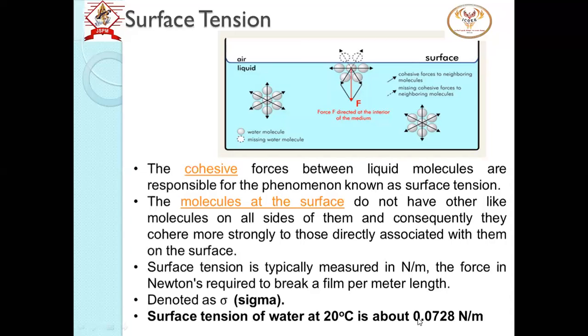Now for water, as it is a standard fluid, at 20 degrees Celsius the surface tension is 0.0728 Newton per meter.